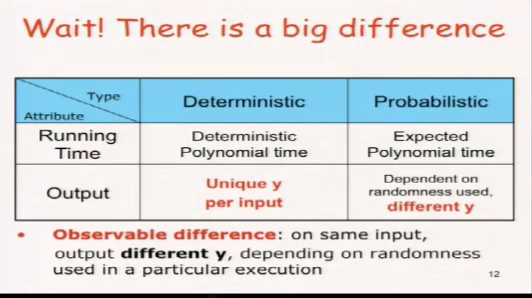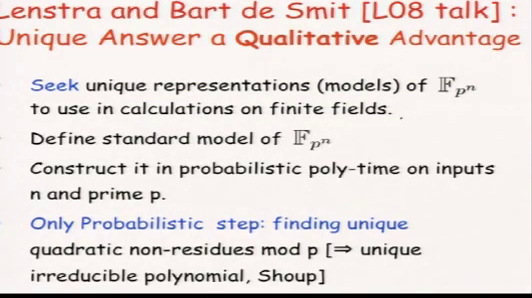And another way I want to think about it is that this is an observable difference. So if you run this algorithm twice, think of it as a black box, you run it twice on the same input, it may give you different outputs, depending on what randomness was used. And this difference was observed for the first time in work by Lenstra and Bart Smith. This is in a talk that I saw by Lenstra at Lovász's birthday.